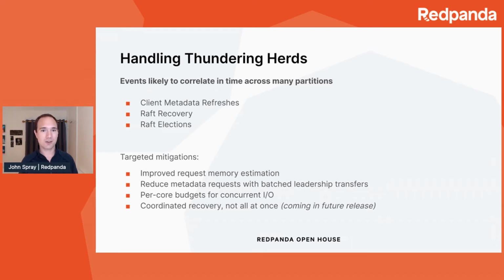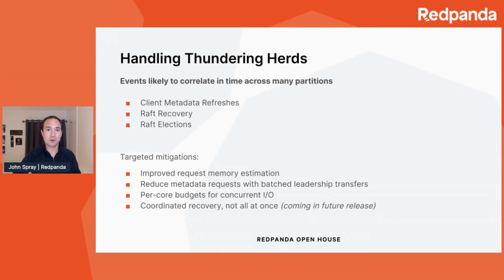Raft recovery and elections are also events that tend to come in a thundering herd when a node restarts and all the partitions on that node need some attention. So we've mitigated this in a variety of ways. The client metadata requests are now more intelligently throttled based on the anticipated memory use of the request.